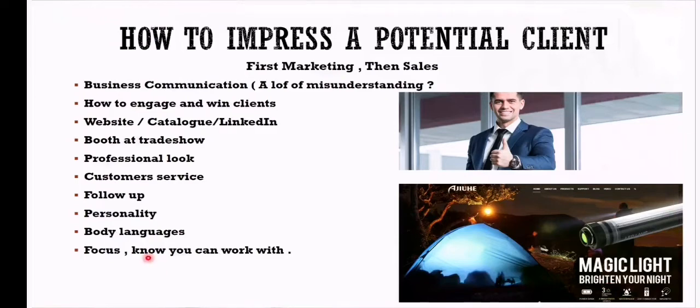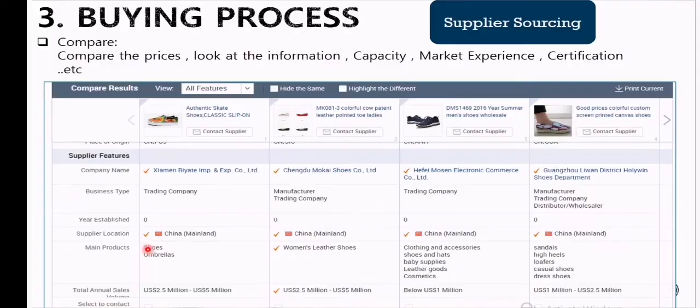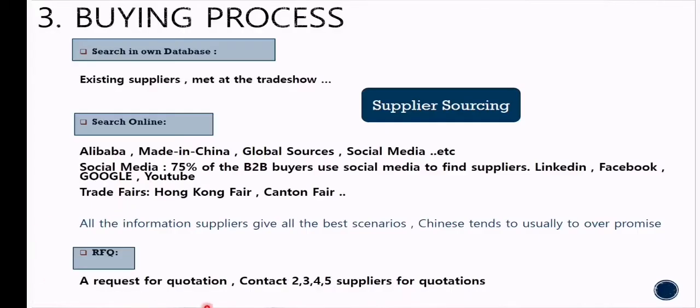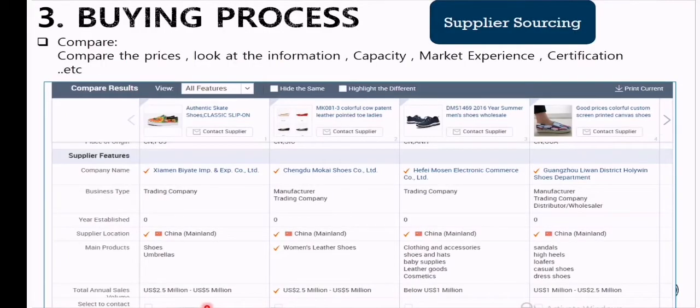I always believe that first marketing, then sales. So coming back to what I was saying here, when the client asks for a quotation, they will also ask for your information. But they are not only asking you, they are asking maybe 2, 3 or 4. And the question is, how can you stand out, or how can you be different from the others?